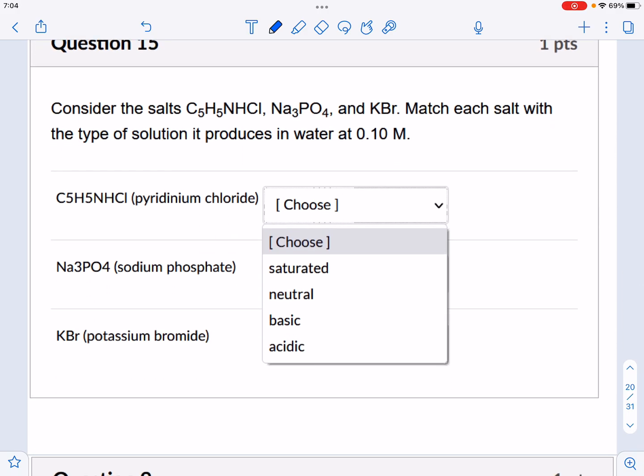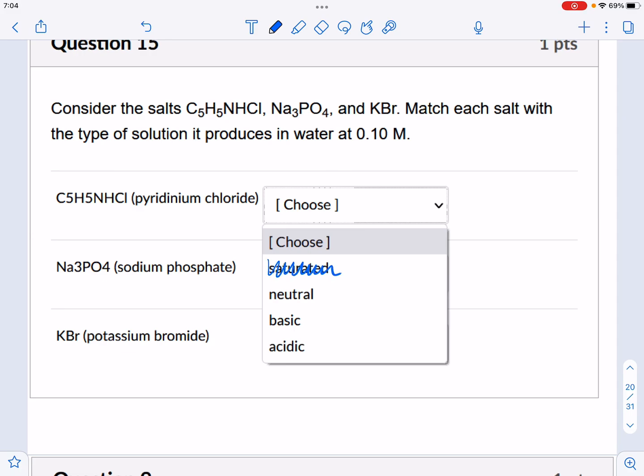Okay, consider the salts. We have C5H5NHCl, Na3PO4, and KBr. And we want to know which one of these salts will give you a neutral, basic, or acidic solution. Therefore, the learning concept here is acid-base behavior of salts, so that doesn't have to do anything with saturation, actually.